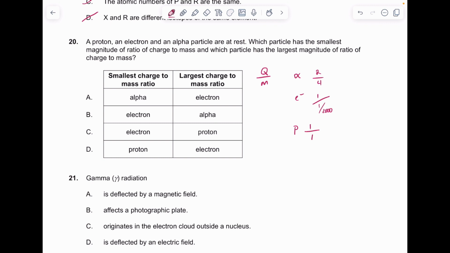So the alpha is going to be the smallest at 2 over 4. The electron is going to end up being the largest. So the answer is A.